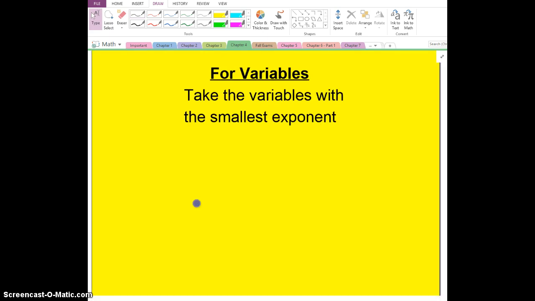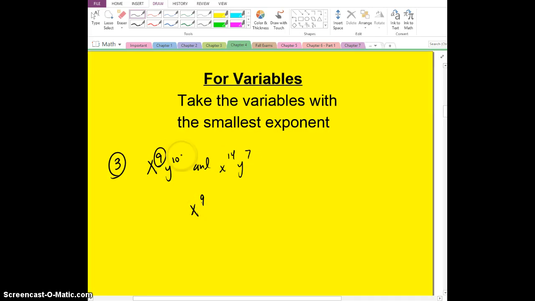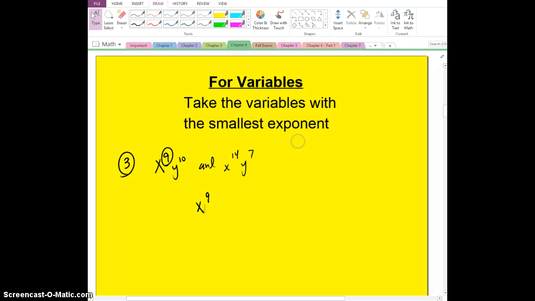Now, if we're going to use variables, I have a note up here that says take the variables with the smallest exponent. So if I say, what's the greatest common factor between x to the 9th, y to the 10th, and x to the 14th, y to the 7th? What I would do is simply take the exponents with the smallest number. So we have a 9 and 14. I'll take x to the 9th. We have a 10 and 7. So I'll take y to the 7th. So the GCF of those two would be x to the 9th, y to the 7th.